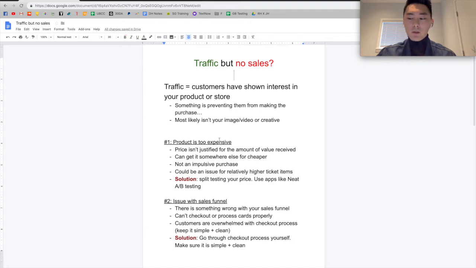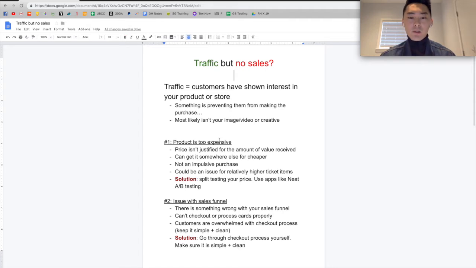For example, let's say you're selling just a watermelon slicer, and it's supposed to be at 20 bucks. If your product is priced too high, they might not see the value in buying it for, let's say, $30. They can get it somewhere else for cheaper, or the price itself is not low enough for an impulse purchase. So clearly there is an issue with the pricing in that case, and this could be an issue usually for relatively higher ticket items, but if you're selling low ticket, then it's better to just lower the price a bit.